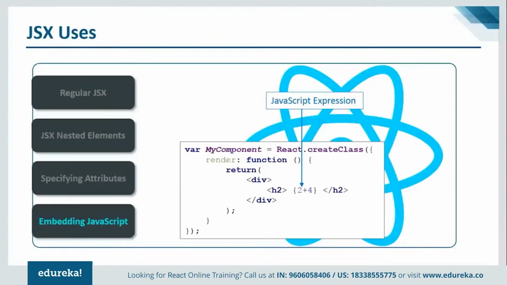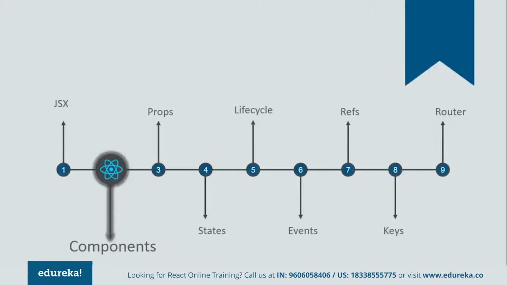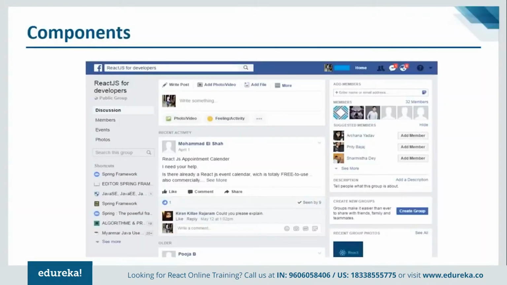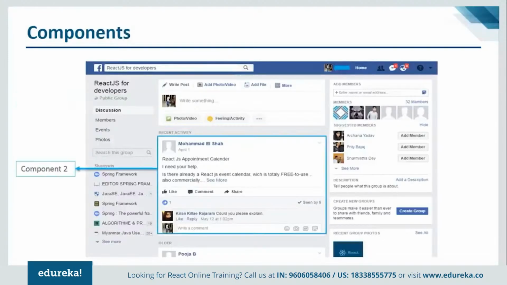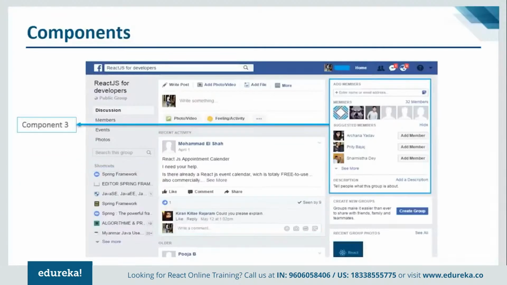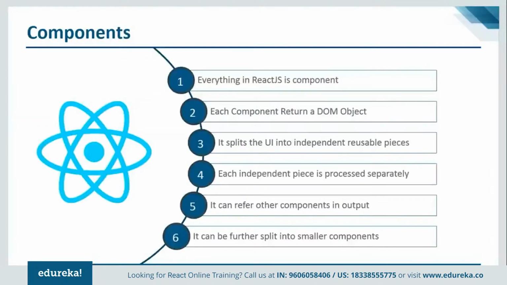Let's now move to our next topic, that is the component. Since the beginning, I'm saying that in React, everything is a component. So now let's find out what actually this component is. To understand this, let's again go back to Facebook. As you can see, this is a Facebook page. Now this page is divided into various components, like this is a component, this is also a component, and again this is also a component. Like this, there are many more components over here. Since in React, everything is a component and each component returns a DOM object, it results in splitting up the entire UI into various independent and reusable pieces.